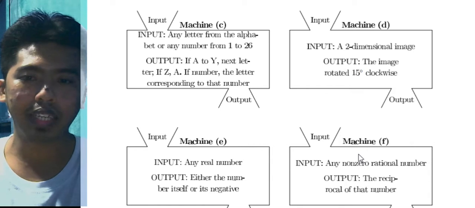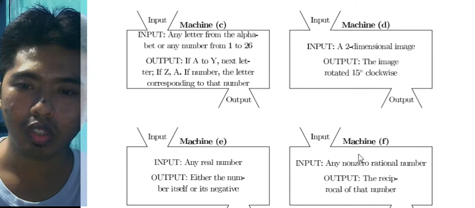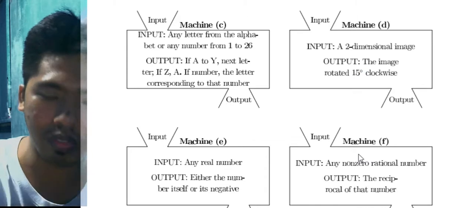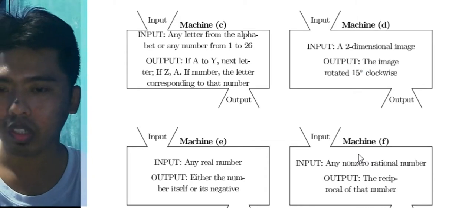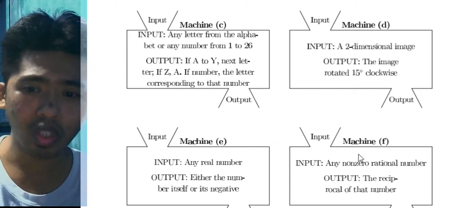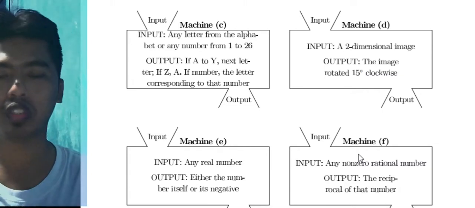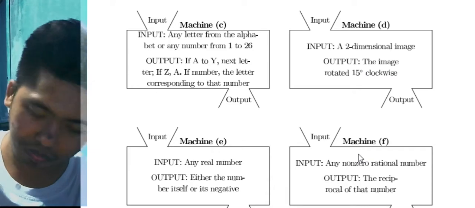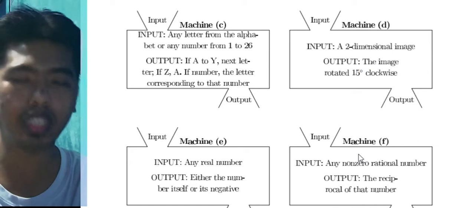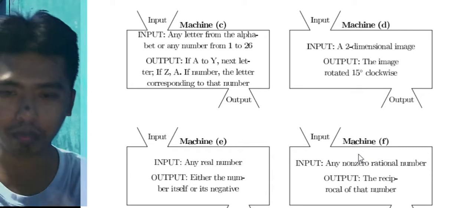Now the input here is any letter from the alphabet or any number from 1 to 26. And the output here, if A to Y, then the answer is the next letter of that. If Z, then your answer would be A. If a number, the letter corresponding to that number will be your output. So let's start with the letter first. Let me say I put A. So the input is A, then the output of that is B, and there is no other answer. So the answer will always be B.